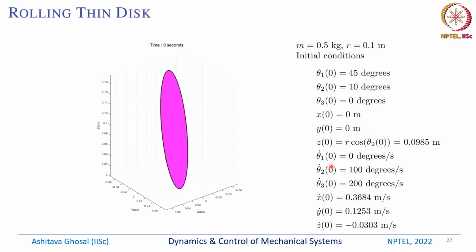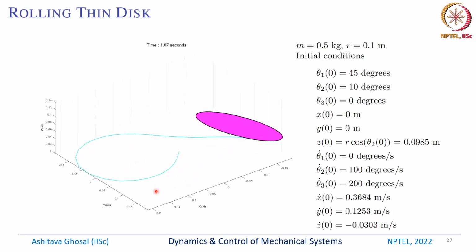And we also need initial conditions for theta 1 dot, theta 2 dot, theta 3 dot, x dot, y dot, z dot, and these are chosen here. So theta 1 dot is 0, theta 2 dot is 100 degrees per second, theta 3 dot is 200 degrees per second. x dot is 0.3684 meters per second. y dot 0 is 0.1253 meters per second. z dot is minus 0.303. So these have been chosen sort of randomly by trial and error, just to make the simulation interesting. So what do you think the simulation of this disk will look like, and how do we find out? We basically need to solve the equations of motion.